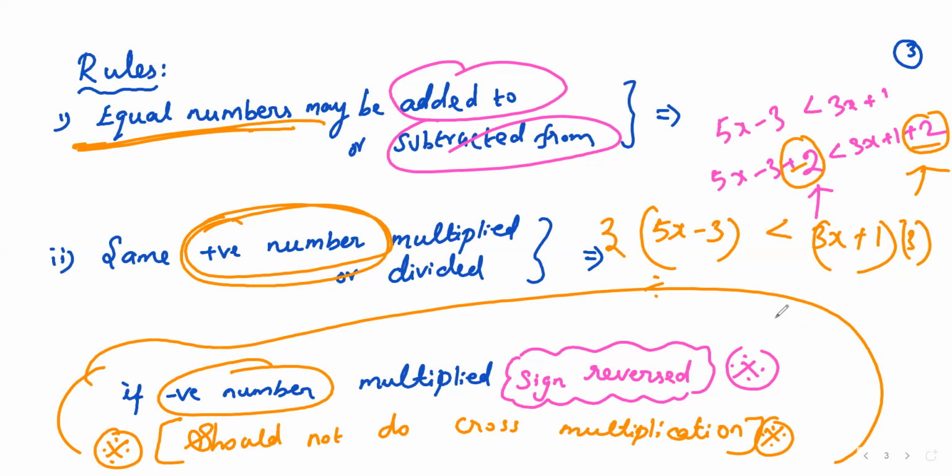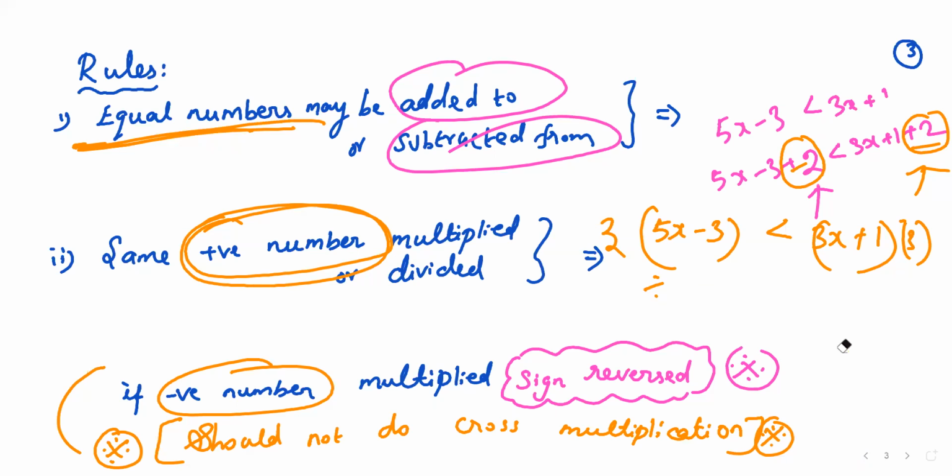What, ma'am? What are you telling? Suppose 2x is less than 3. You are going to multiply with minus 2. Minus 2 is a negative number, right? Minus 4x greater than minus 6.